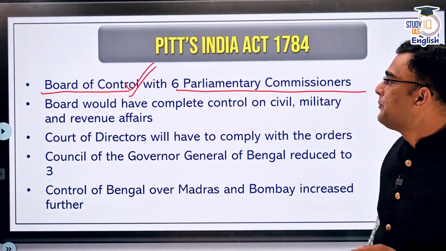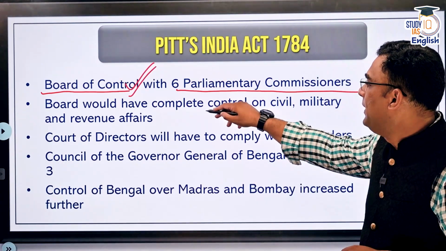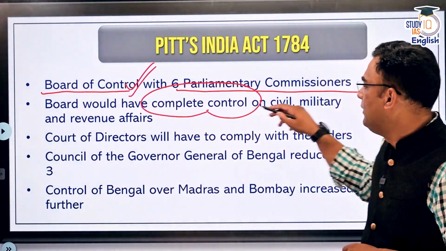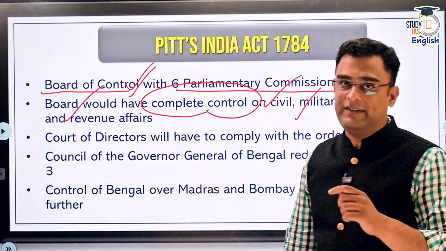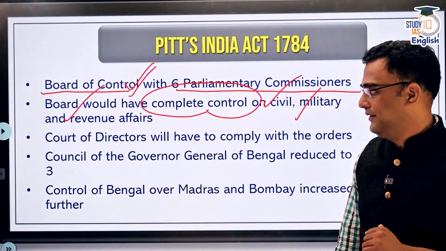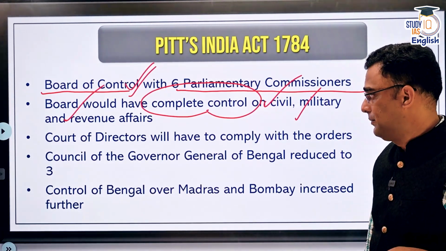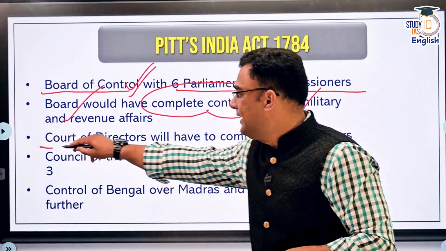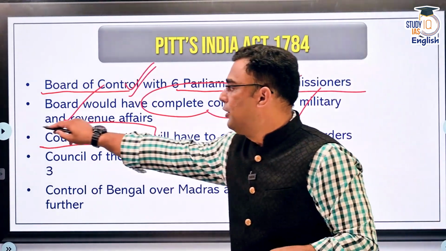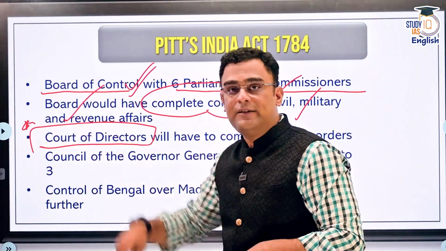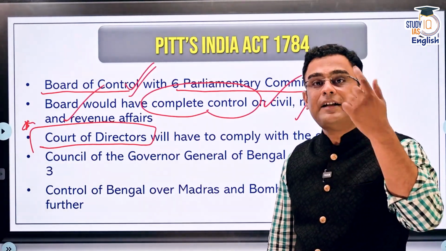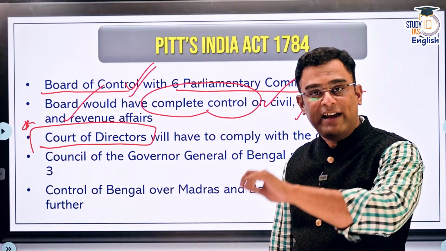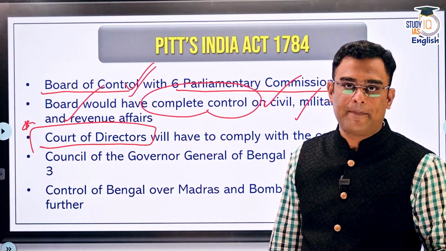What will their role be? This board will have complete control on civil, military and revenue affairs of East India Company. All the 3 matters: civil, military and revenue. The Court of Directors. Now, who are the Court of Directors? Let's understand that first. Court of Directors was the elected body of the shareholders of East India Company.